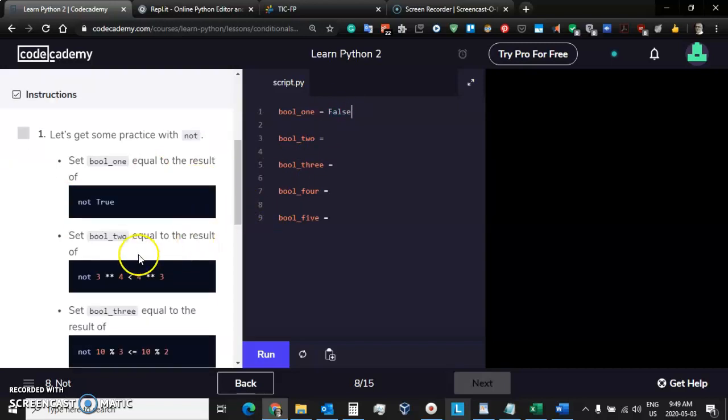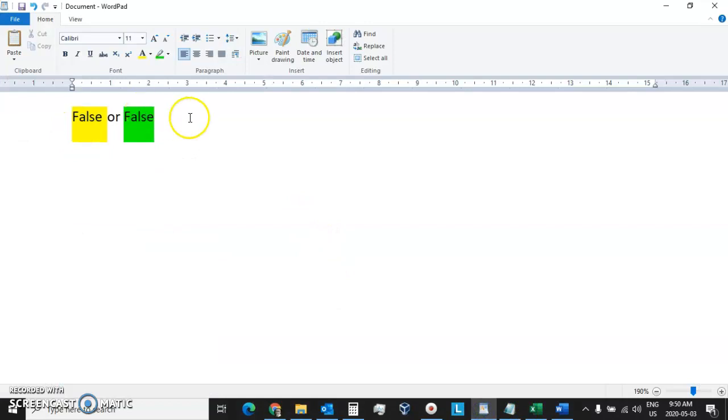We'll go on to the next Boolean variable, Boolean 2. So not of the following expression. So I'm going to have to work this out. So we'll put that in there. You can see your not operator. So we'll get rid of the color here. Okay, so let's grind this out.